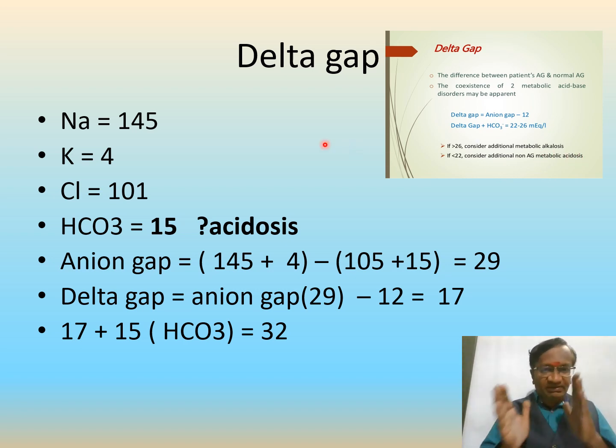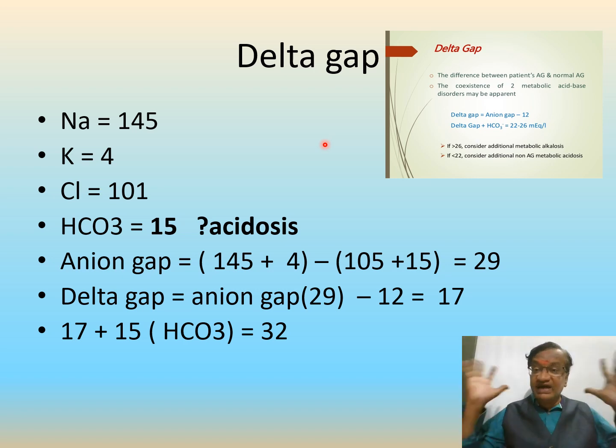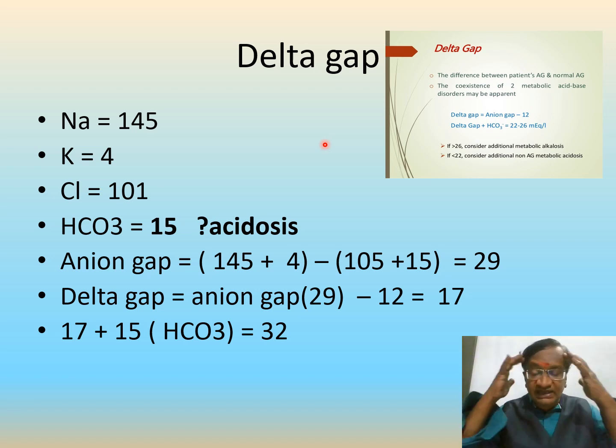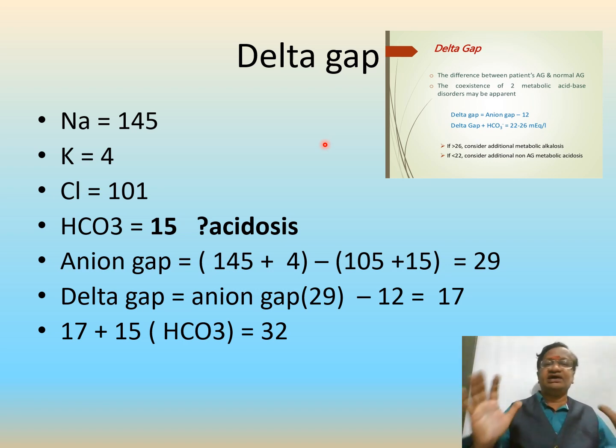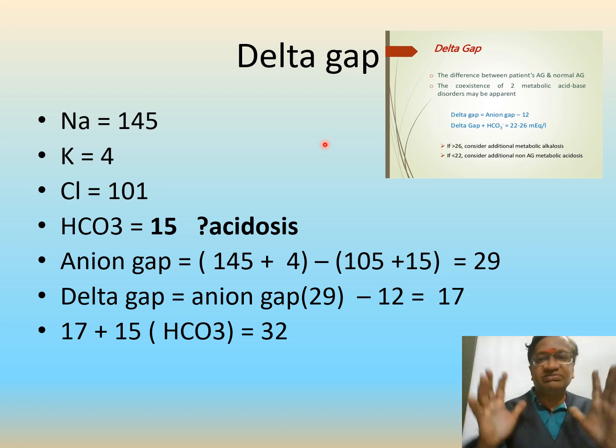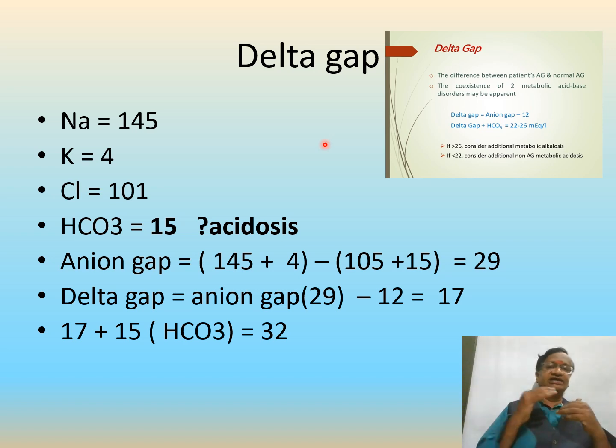In a patient with metabolic acidosis, we were earlier thinking only about bicarb. Now we are taking into account other ions. That is the concept of Stewart's approach. Take in other ions, find out the delta gap, find out the anion gap, take in chloride, all these things, to find out whether there is an associated metabolic alkalosis or an associated non-anion gap metabolic acidosis.